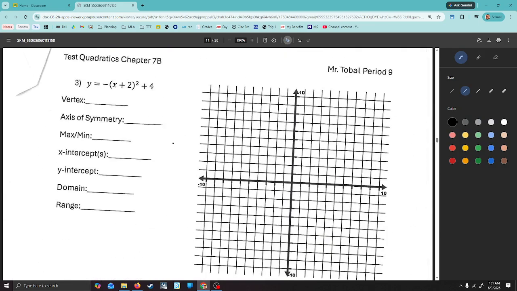Another vertex form. In this case, a is -1. h is, I guess I'll put it here, h is -2, k is +4. So 2 left, 4 up: 1, 2, 3, 4. The axis of symmetry is x equals -2, just my h value.